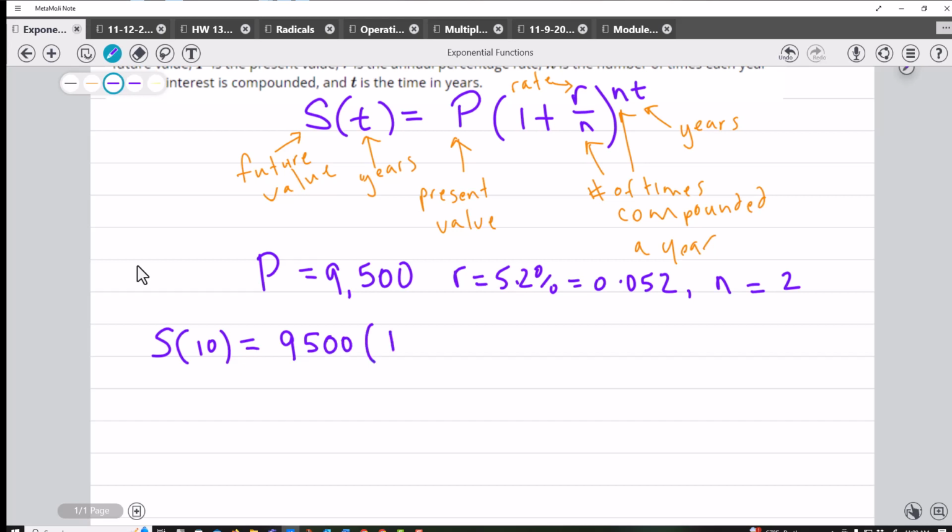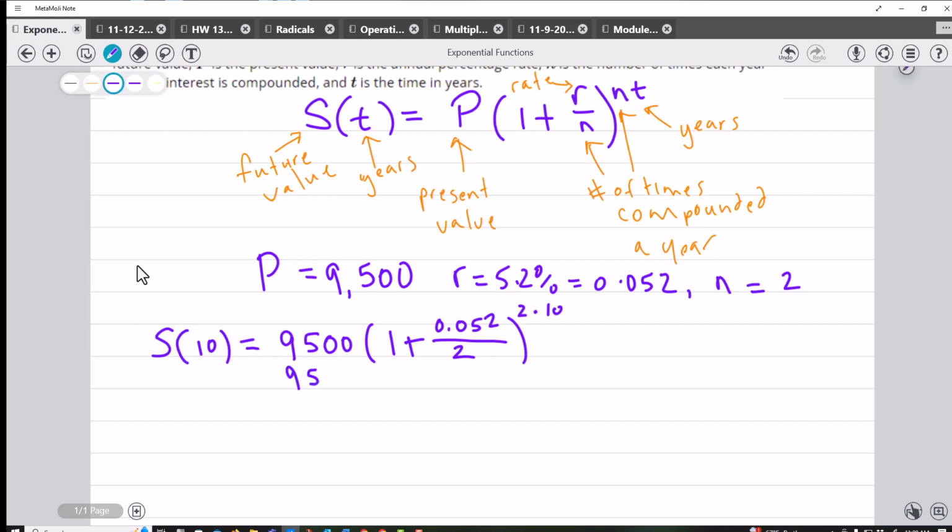I have 9,500 times 1 plus my rate, 0.052, over the number of times compounded, 2, and then the exponent is 2 times 10. Where did the 10 come from? 10 years. I want to know after 10 years how much money is in this account.